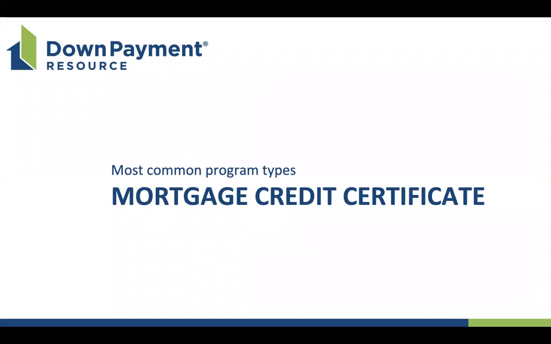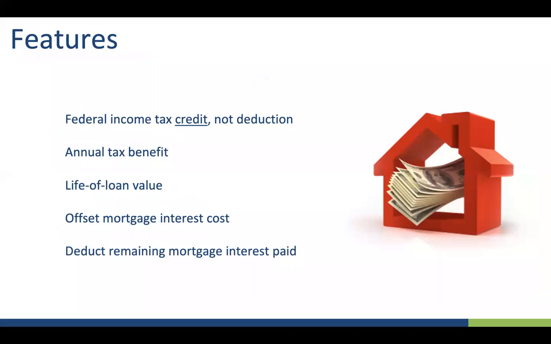So let me break down the last type of homebuyer assistance that we're going to cover today, and that will round out the three most common types of homebuyer assistance programs. That is the mortgage credit certificate. This is a tax credit. This is not down payment assistance. It's not at-closing assistance. They don't see this money at closing. This benefit shows up every year for the life of that mortgage. So it's not a one-time benefit either.